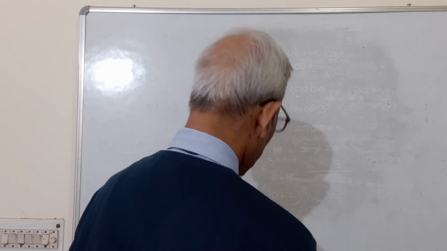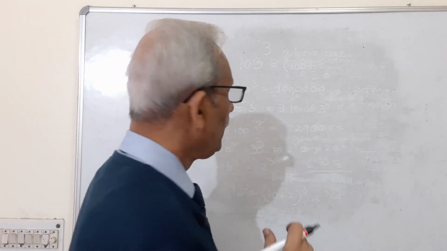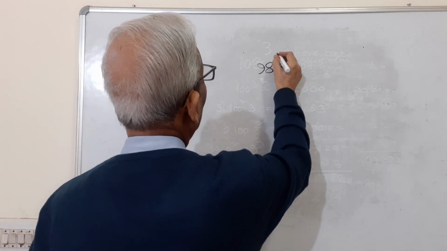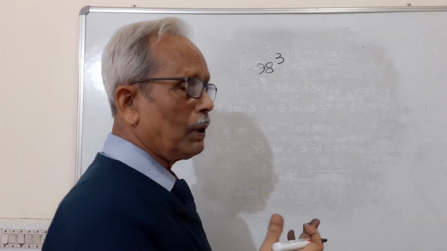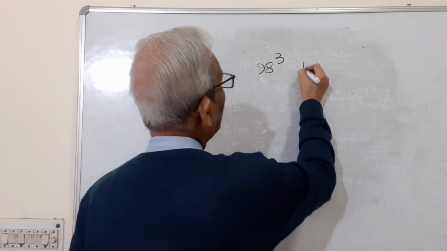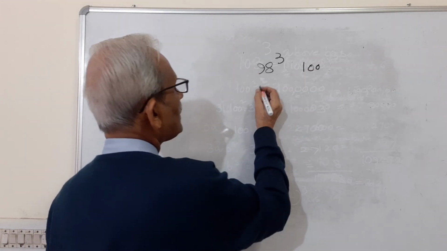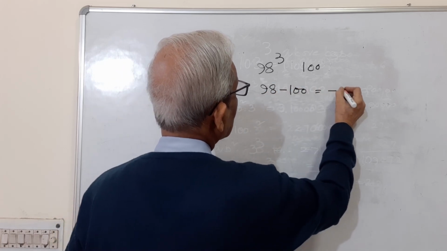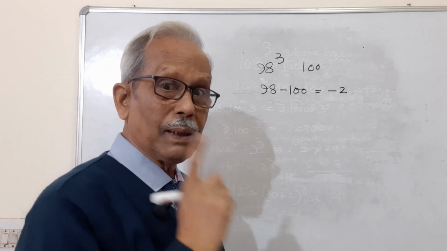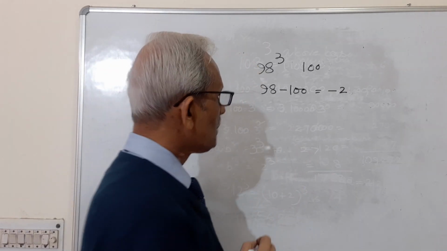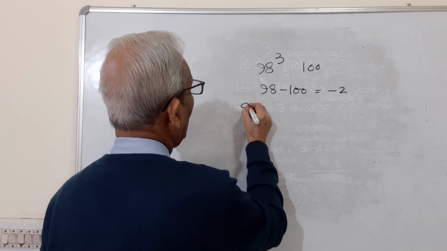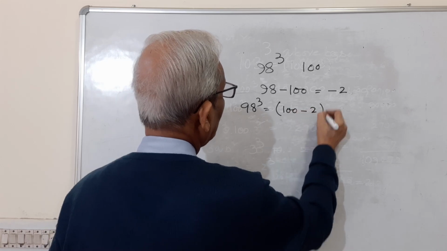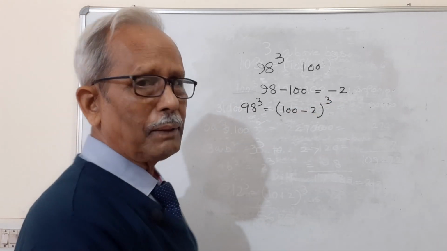Now taking an example of below base. We have taken the example of two above base. Let us do the cubing of, say, 98 cube. 98 is below the base. The nearest base is 100. 98 minus 100 is the difference, and the difference is equal to minus 2. Here the difference is negative, it is minus 2. So 98 cube is nothing but (100 minus 2) cube.